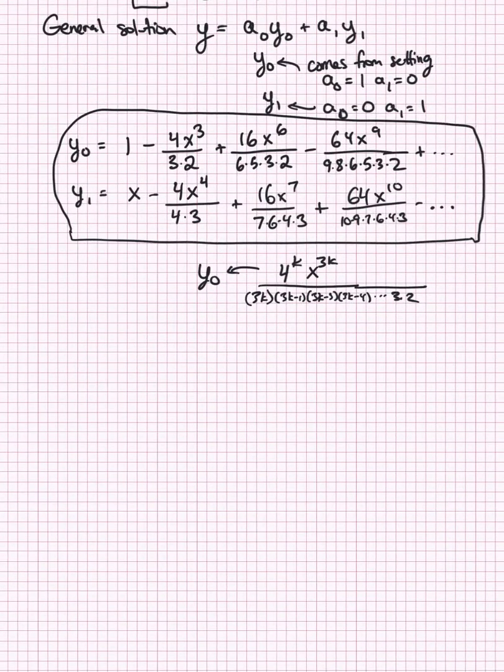Okay, so for problem number 2, we have to use the power series method again to give the general solution for the second derivative plus x times the first derivative plus y is equal to 0.